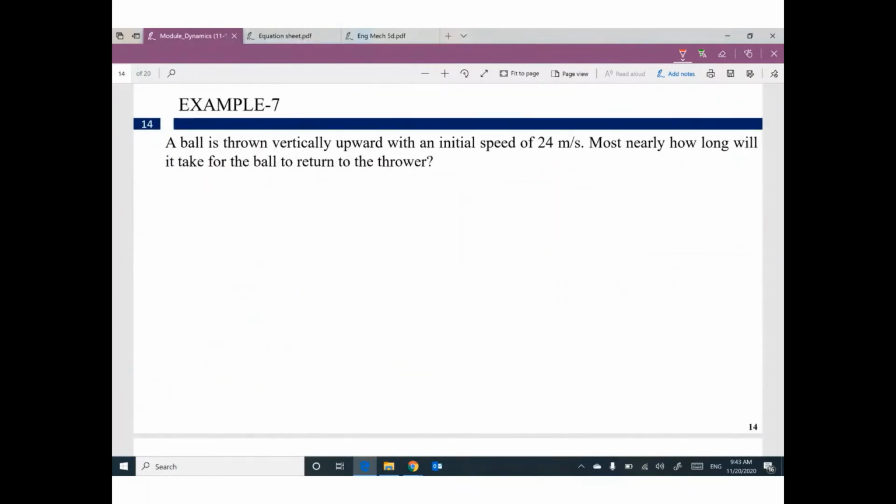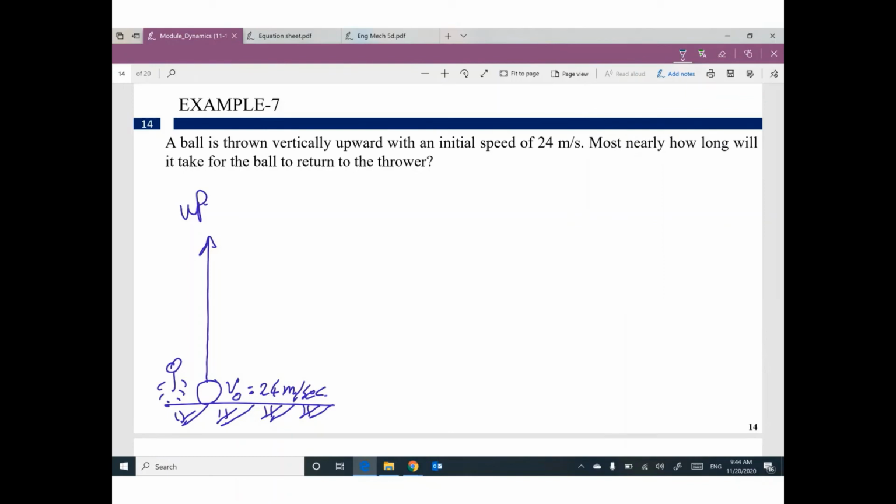A ball is thrown vertically upward with an initial speed of 24 meters per second, most nearly. How long will it take for the ball to return to the thrower? We have the ground surface, and someone here kicking this ball up with initial velocity equal to 24 meters per second. When you hit the ball up, the initial velocity for the ball is 24 meters per second.